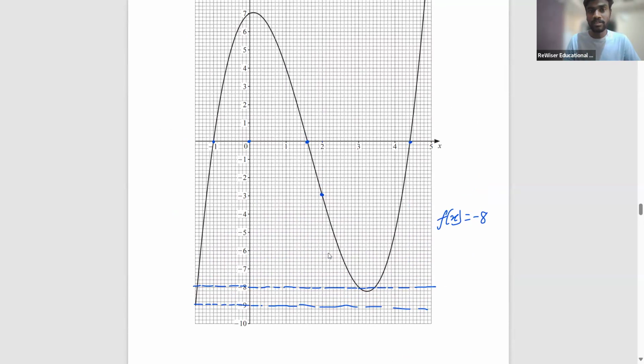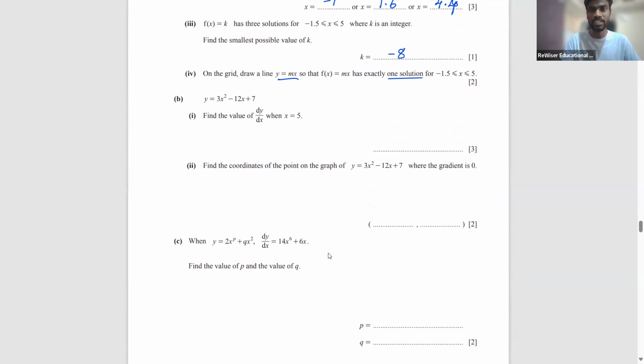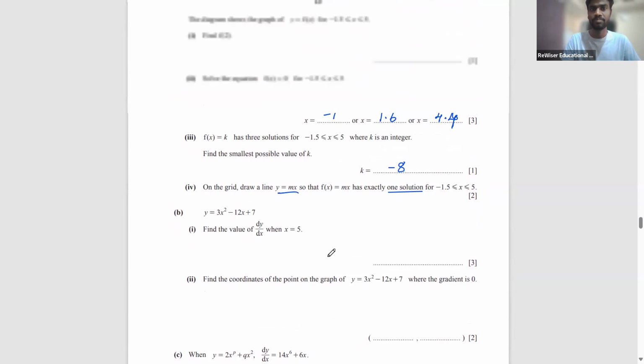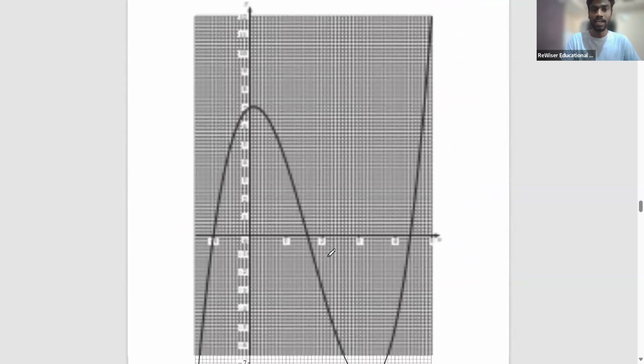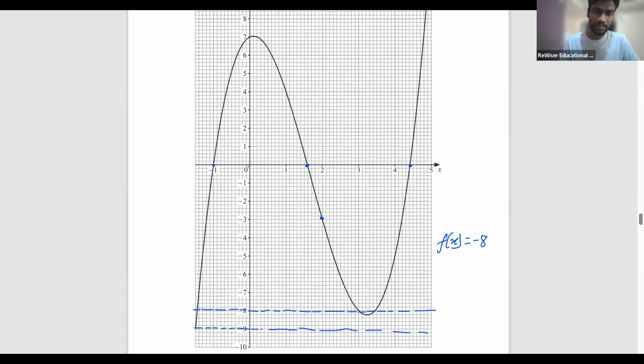So it needs to have exactly one solution. It can't have more than one solution here. So we just need to sketch it here. That means the line, whatever I'll be drawing here, should intersect the graph exactly at one point. And I cannot draw the line something like this.